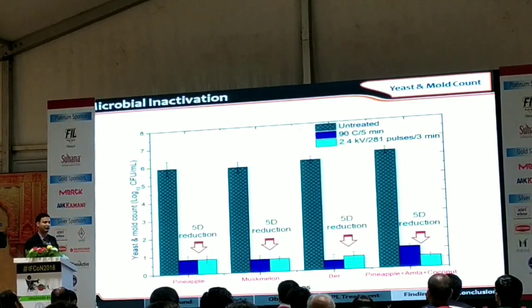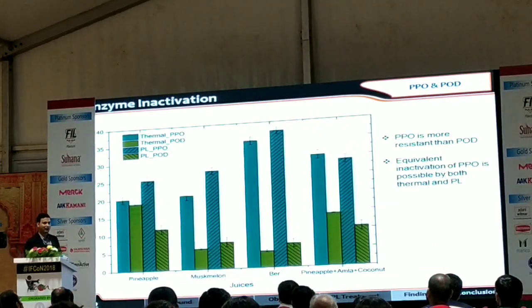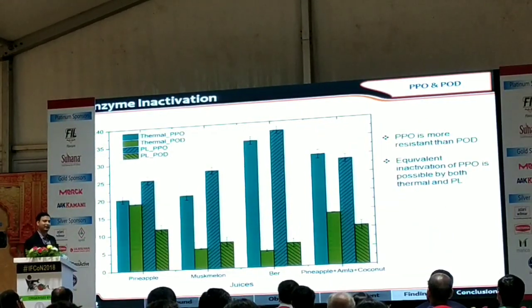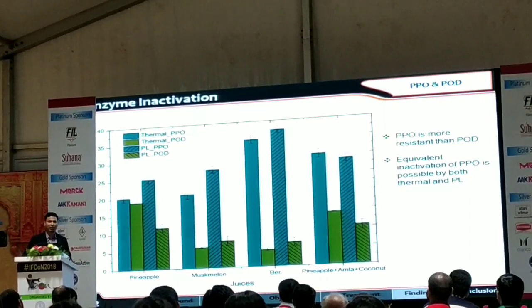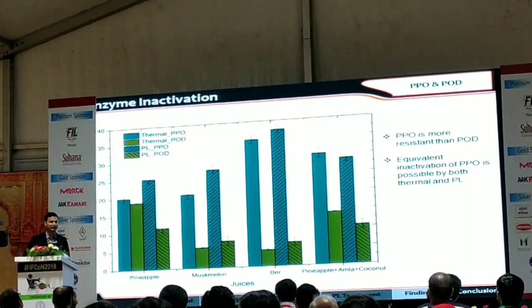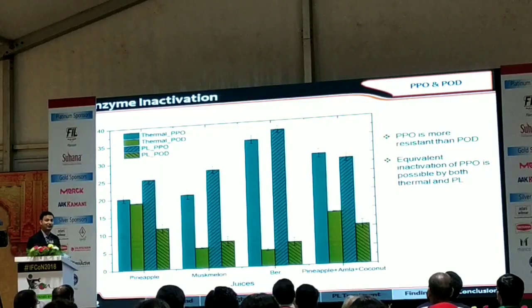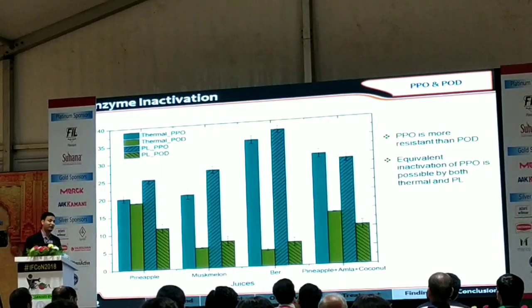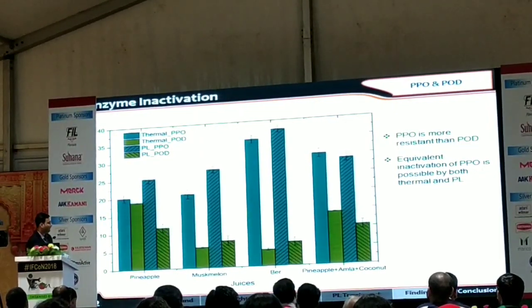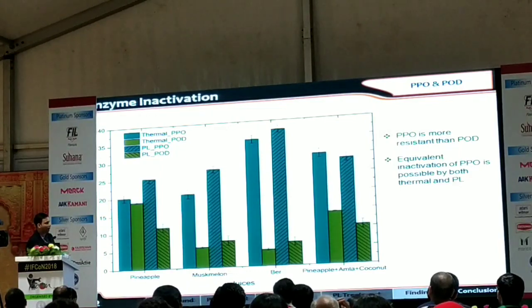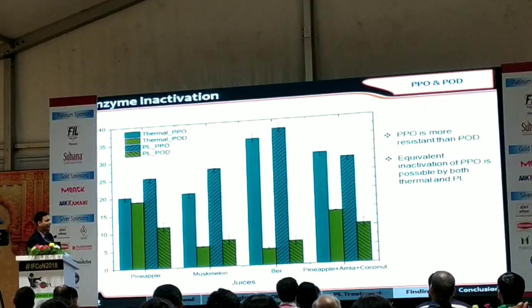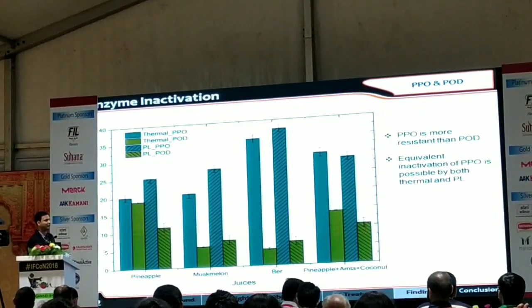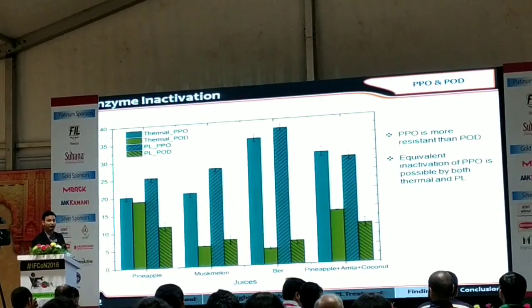Now moving towards yeast and mold count, we are getting the same value of 5-log reduction. Moving towards the enzymatic activity, as I said, we have taken the indicator enzymes polyphenol oxidase and peroxidase, which cause browning, and we can see that here the effect of pulsed light is comparable with the thermal treatment. Because with thermal treatment, you can see that PPO is more resistant to inactivation compared to peroxidase. And from all these fruit juices, the equivalent inactivation of polyphenol oxidase is possible by both thermal and pulsed light treatment.